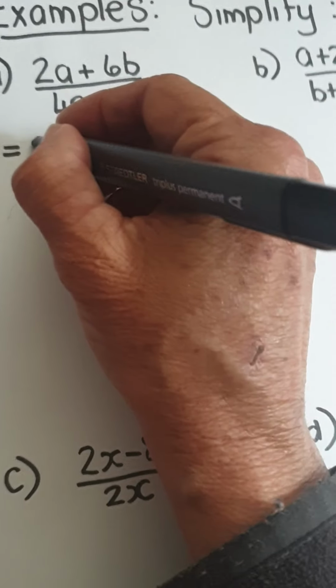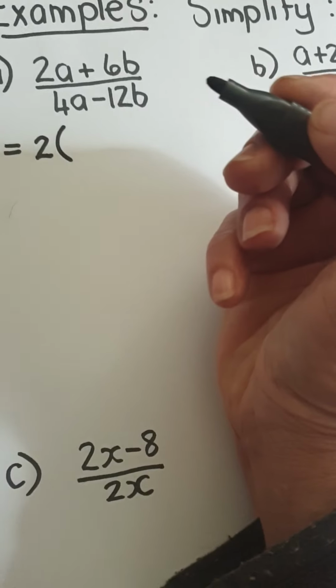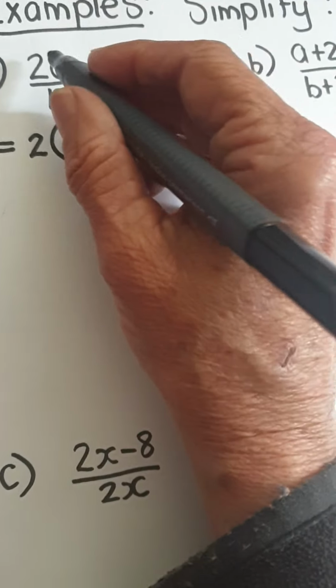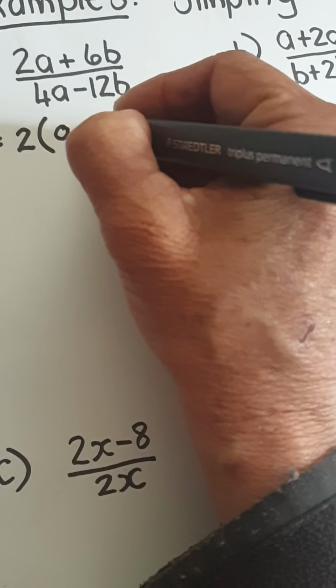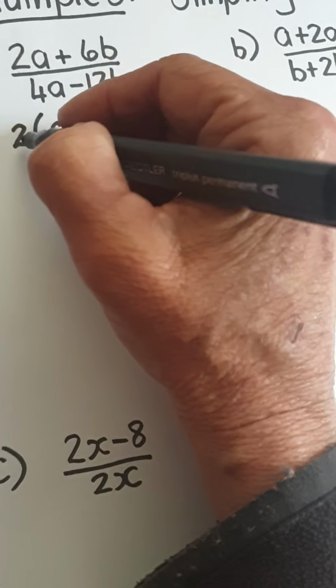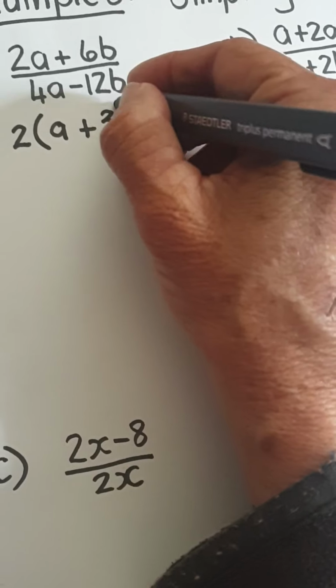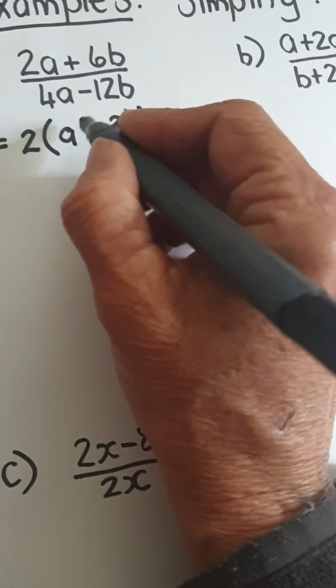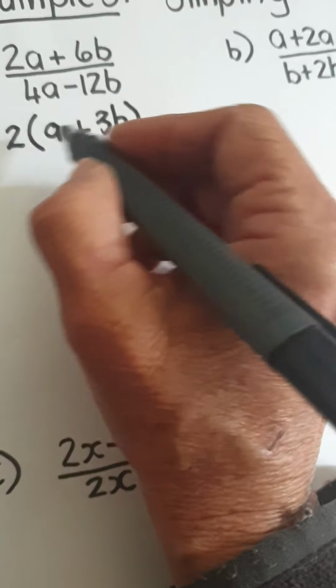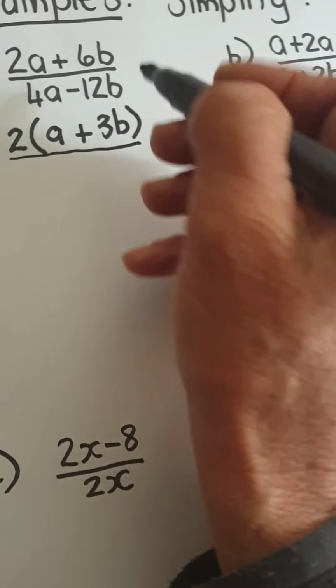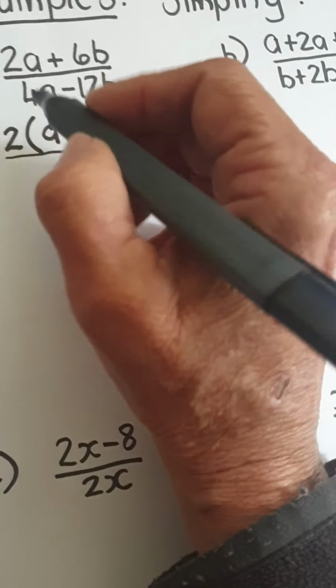So I can take 2 out by writing it in front of a bracket, and I divide 2a by 2 and I get a, plus I divide 6b by 2 and I get 3b. So I've got a plus 3b in my bracket. So now I've got one single term in my numerator. So let's look at the denominator.